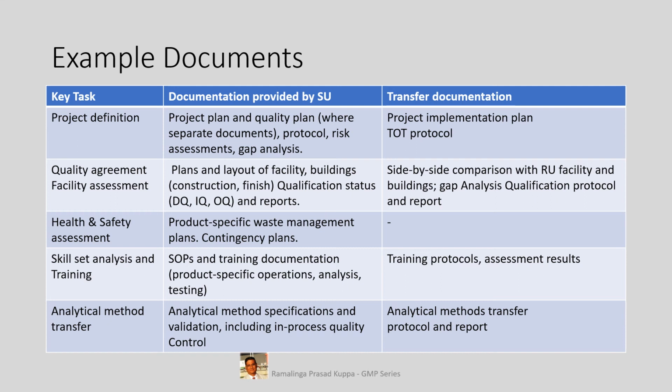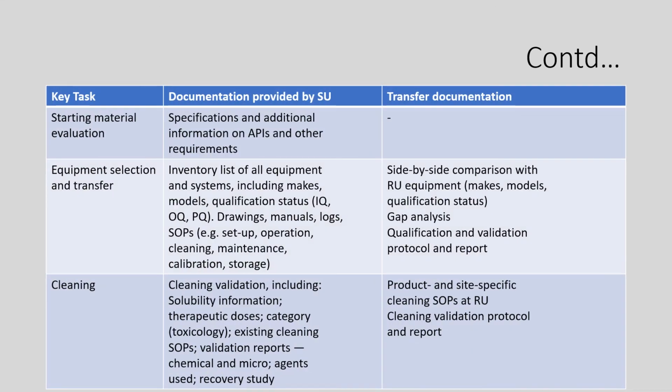Analytical method transfers should be transferred with all specifications and validation reports, including in-process quality control test methods and specifications. The analytical method transfer protocol and report should be the transfer documentation. The key task of starting material evaluation, all the necessary specifications and additional information on the vendors, if available, should be supplied by the sending unit.